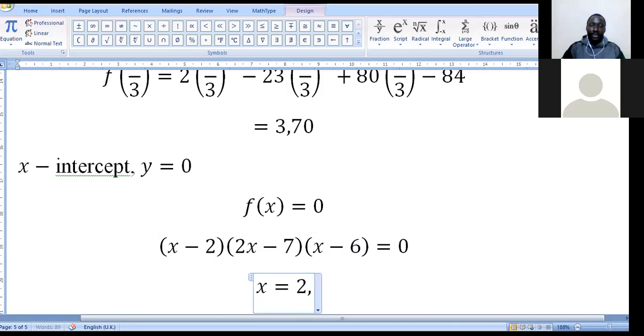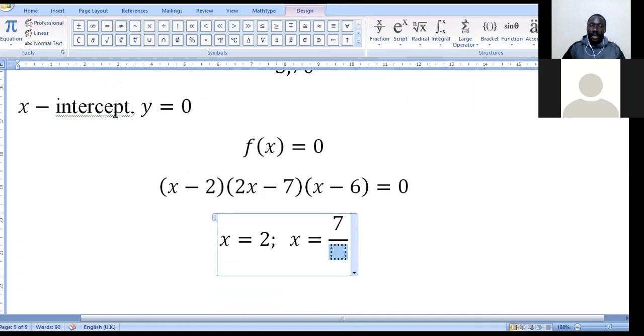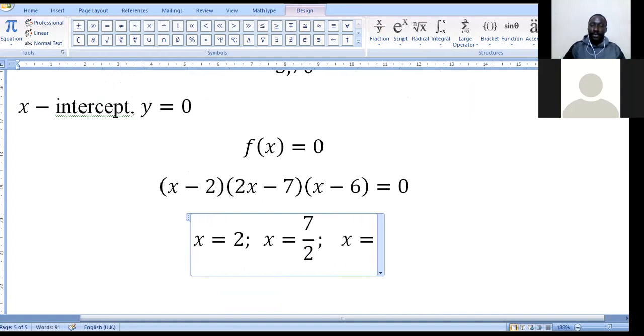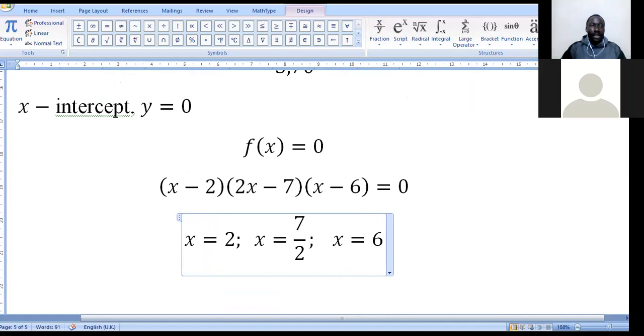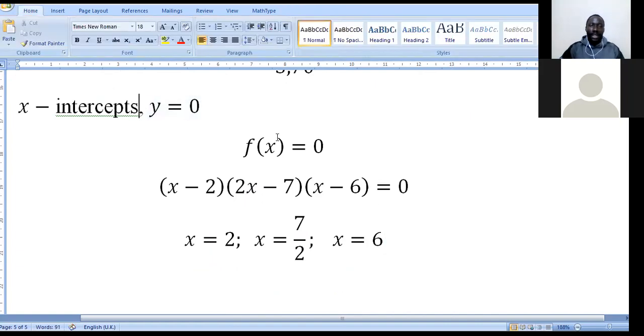Then the second one will be x equals what? 7/2, which is like 3.5. Let's raise it up here. And what would be the next? The next value is x equals 6. Those are the values when the function cuts the x-axis. We call them x-intercepts, because it's cutting at three points.